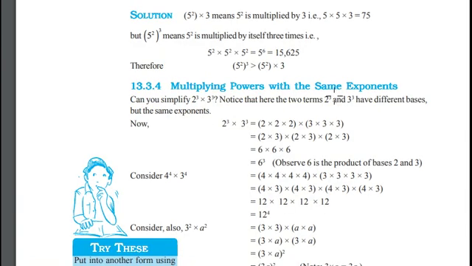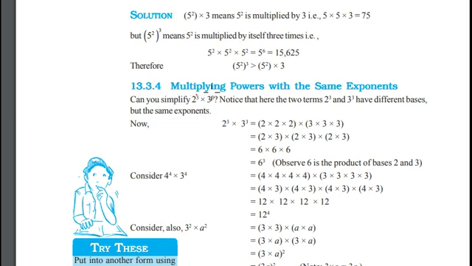Multiplying powers with same exponents. In previous slides, we have seen multiplying powers with same base. Here we are multiplying powers with same exponents. Now let us take an example: 2 to the power of 3 times 3 to the power of 3.